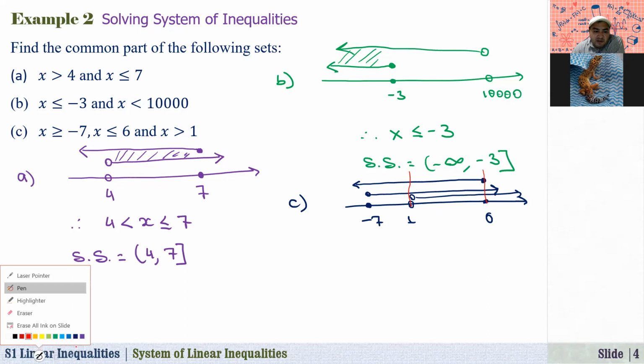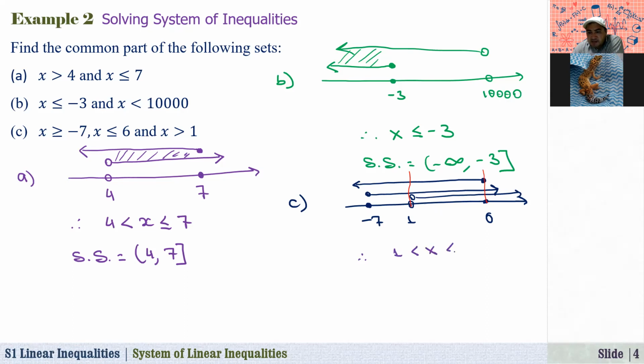So that's why the solution will be, the solution set will be, what is it? 1, not inclusive, from 1 less than x less than or equal to 6. This one is 6. Or in set form, solution set of this inequalities will be from 1 to 6.